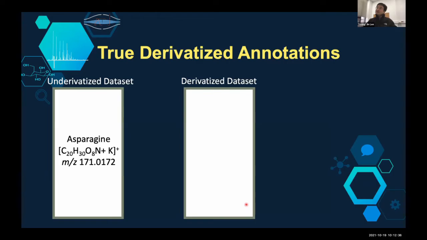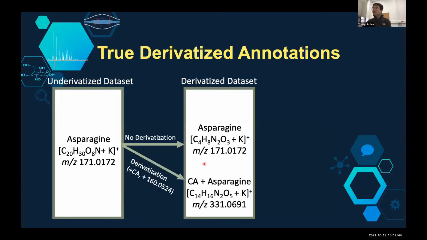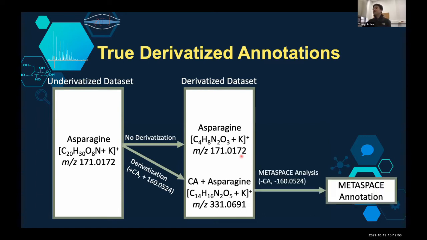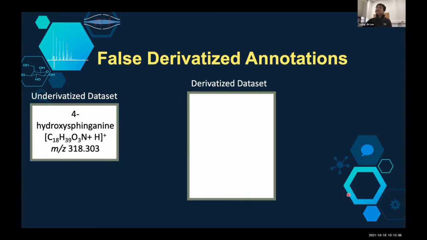so here is how it works. If you have some chemical compound, let's say this is an underivatized data set, when they are derivatized, some of them are derivatized, but there might be some underivatized ones because reaction yield is not 100%. And those derivatized ones, then what will happen inside METASPACE is they'll subtract the derivatization mass, and then they'll look for the possible annotation. But what happens is sometimes some false annotation can happen in this derivatization data set.